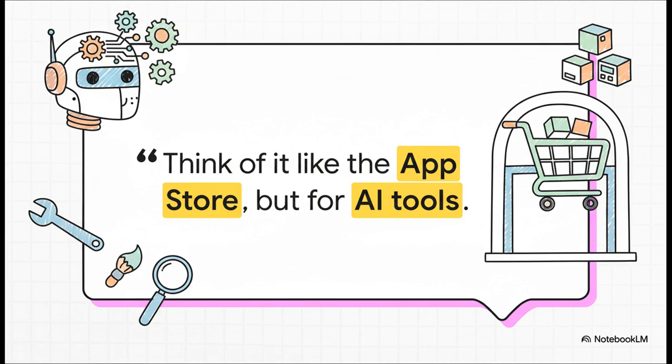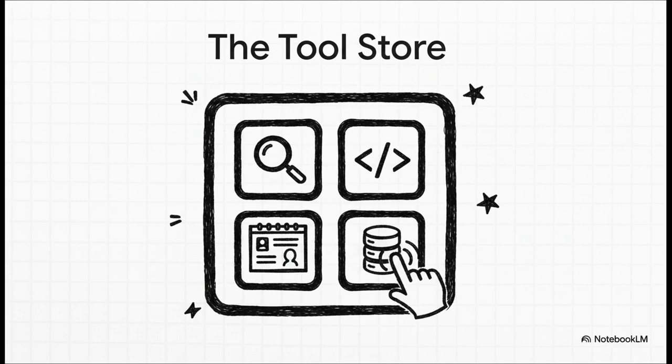Now, an AI agent is pretty useless if it can't actually do things in the real world, right? And this analogy just nails it. Think of it like the App Store, but for AI tools. This idea is absolutely central to making these agents powerful. So instead of spending days writing complex code to connect your AI to outside services, you just browse a tool store and add powers with a single click.